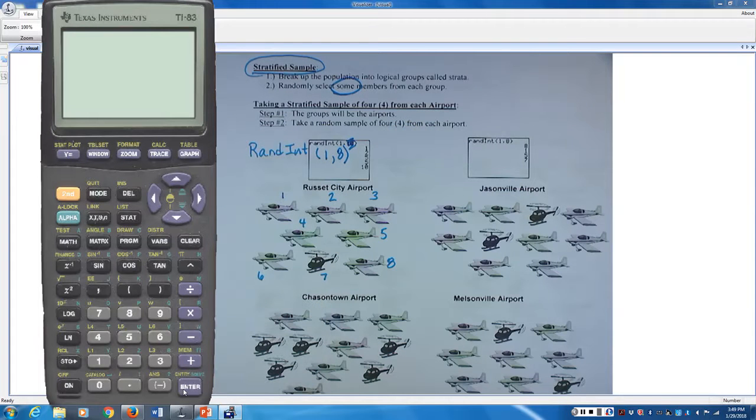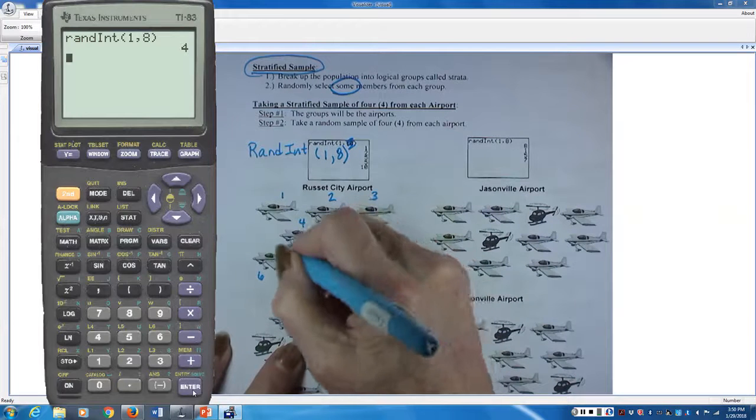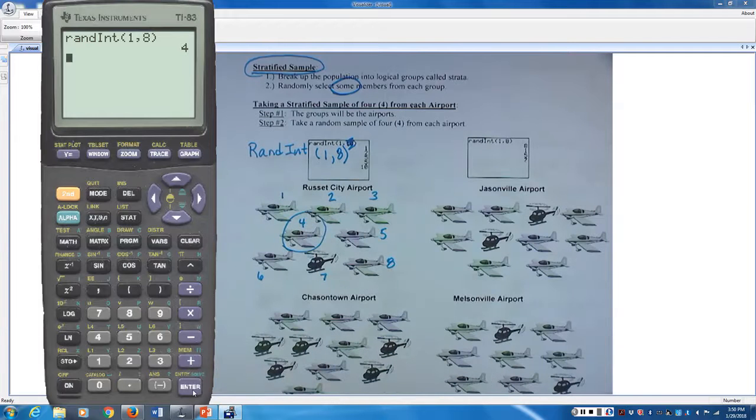Okay, and we're actually going to take this one. So you take a sample and I'm going to take a sample. Math, PRB, go down to number 5, start at aircraft number 1 and go to aircraft number 8 because that's how many we have. And it says that I'm going to include aircraft number 4. Anybody else in here choose aircraft number 4 from that group?